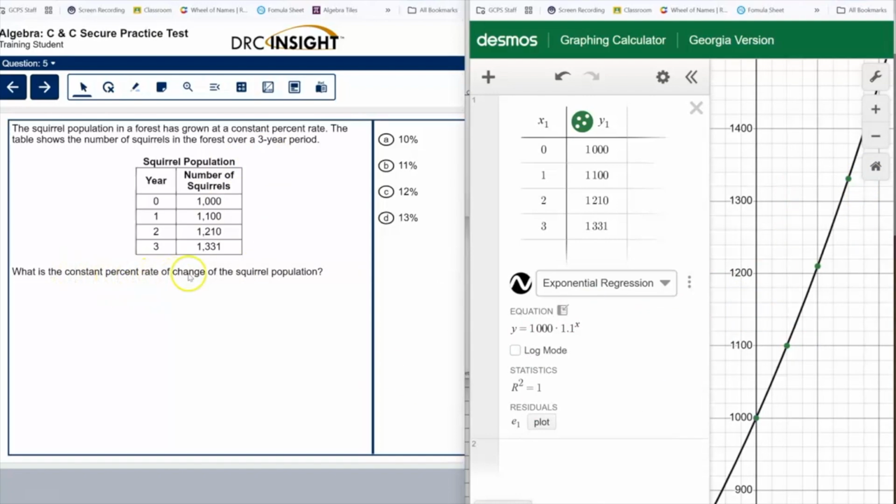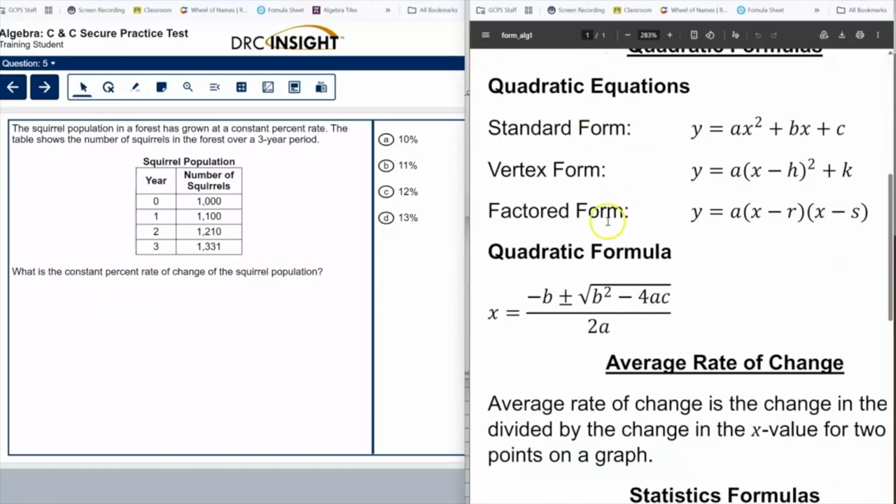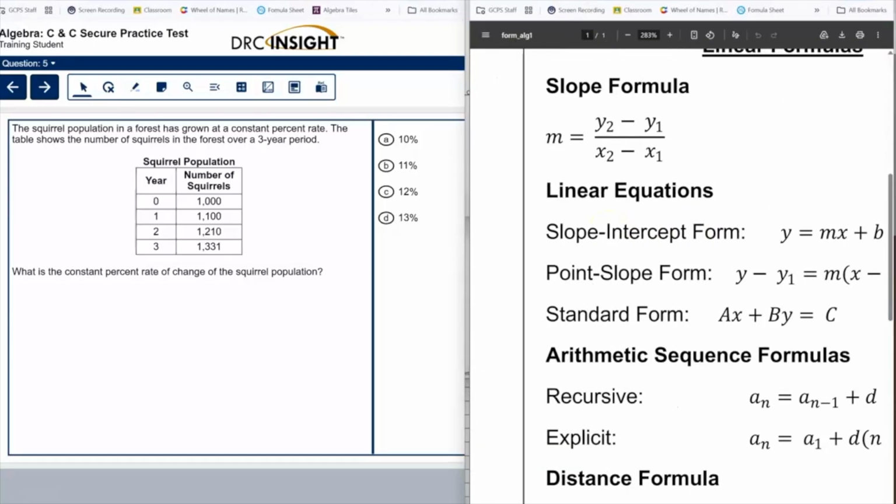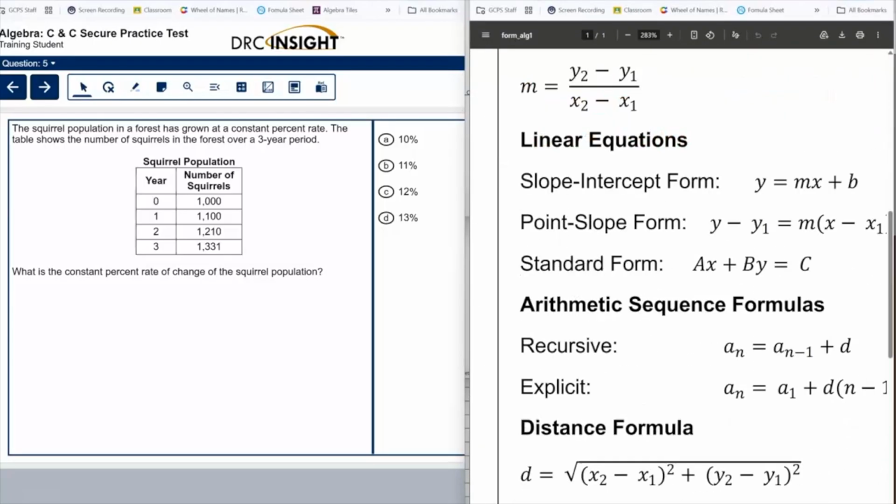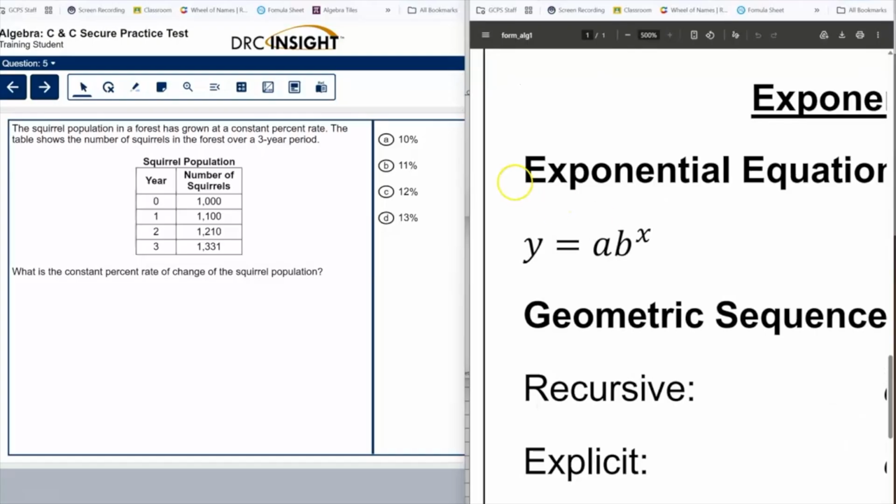What is the constant percent rate of change? Now, exponential from our formula looks like y equals a times b to the x, and you have to know what each of these things is. So a is my initial amount, b is my factor, how I'm going to be growing if it's going up, or decaying if it's going down, and x is my time.